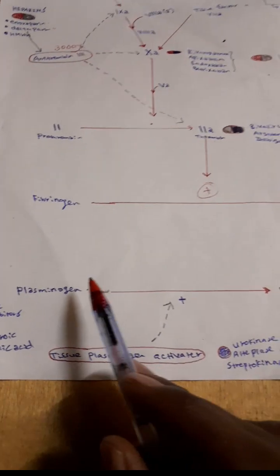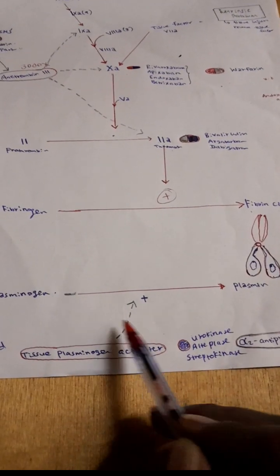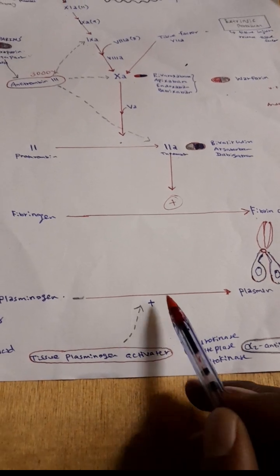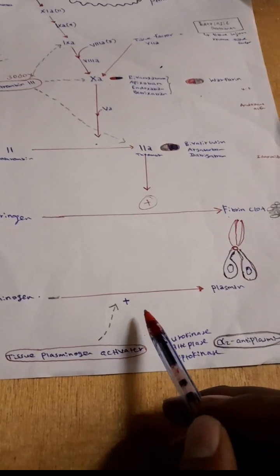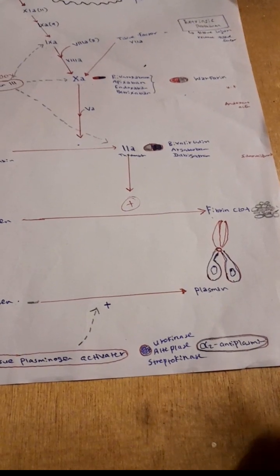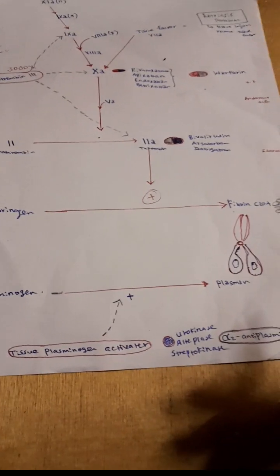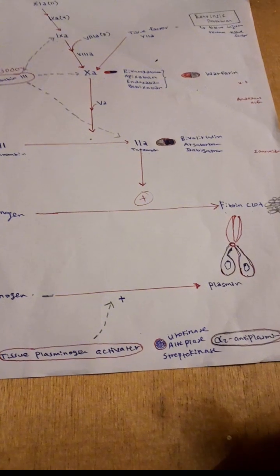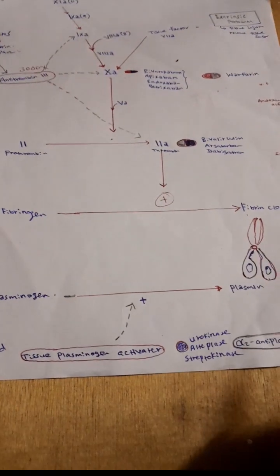So plasminogen is converted to plasmin by tissue plasminogen activator. This tissue plasminogen activator is responsible for the conversion of plasminogen to plasmin. This plasmin is the active form and cuts the fibrin clot. Like tissue plasminogen activator, urokinase also activates plasminogen.